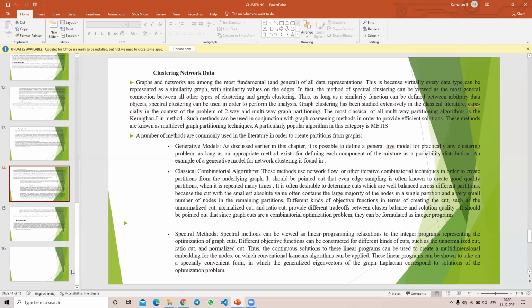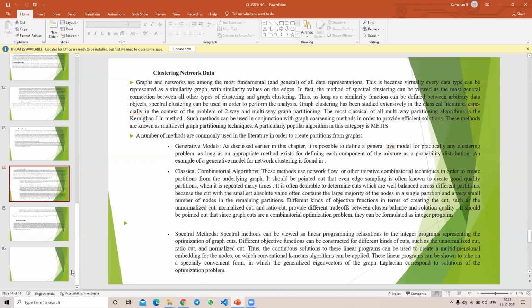It should be pointed out that even edge sampling is often known to create good quality partitions. When it is repeated many times, it is often desirable to determine cuts which are level balanced across different partitions, because the cut with the smallest absolute value often contains a large majority of the nodes in a single partition and a very small number of nodes in the remaining partition.